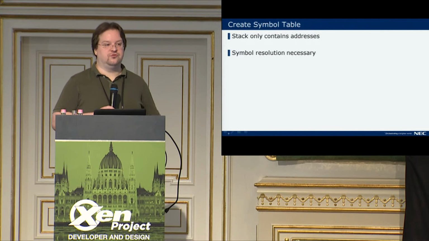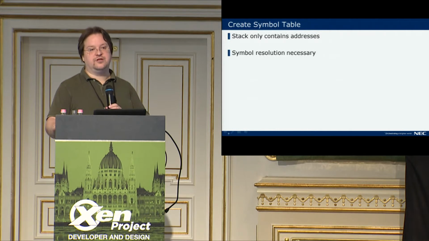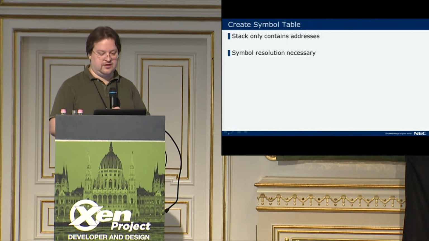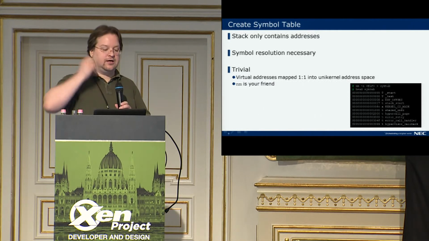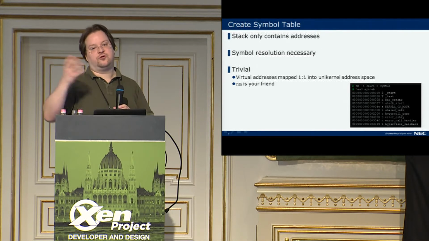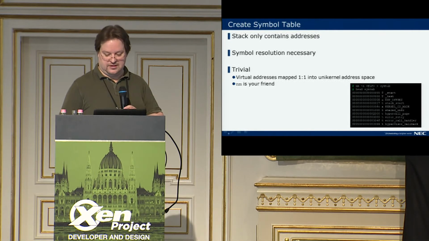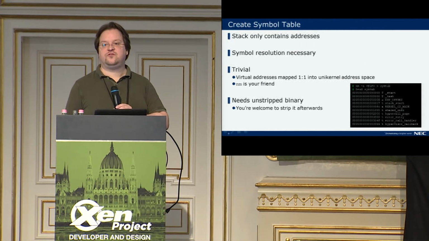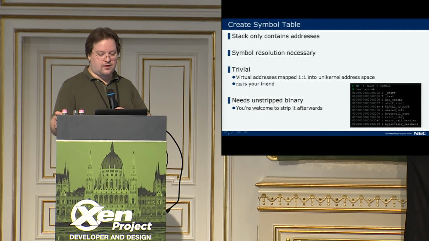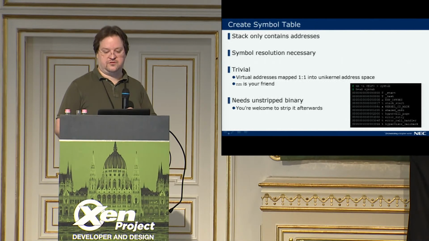And then finally, just to go through all 3 points that I mentioned in the beginning, as I said, we still need to resolve the memory addresses that we get from the stack walk to function names. And as I said, that is kind of trivial because in a typical unikernel, the virtual addresses that you have in your ELF file are mapped one-to-one into the unikernel address space, so that you can just use a tool such as NM, but also I guess readelf or whatever, to create a symbol table, and then you can use that every time you run your unikernel. Of course, to do that, you need an unstripped binary, but if you really want to strip your binary, just do this first and then strip it afterwards.